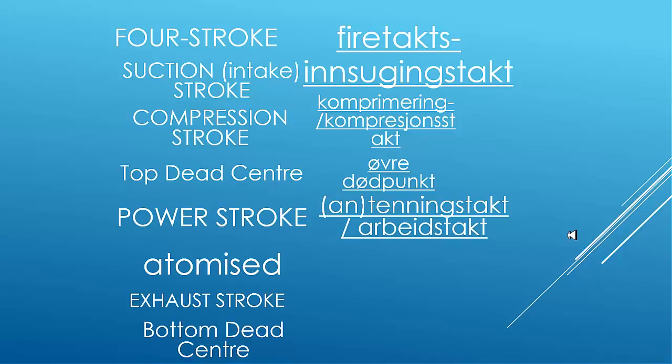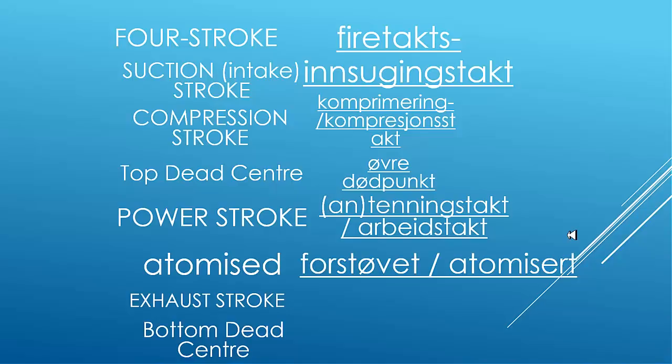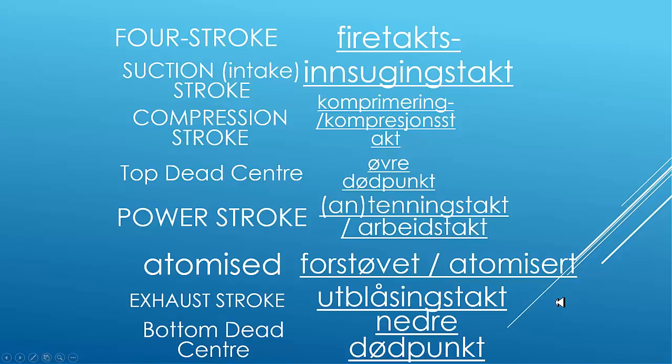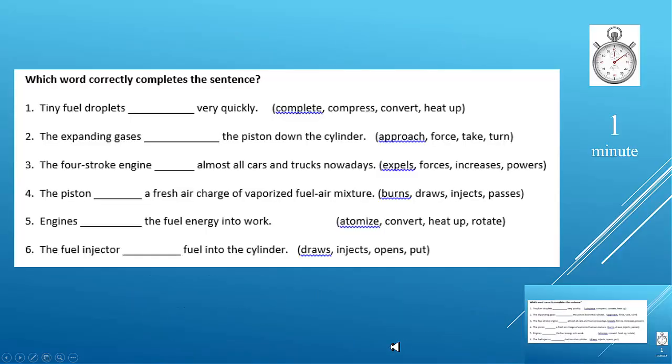Atomize, when we're breaking the fuel up into small little droplets, we call that forstøvet or atomisert. I guess you could say that as well. Exhaust stroke, what do you have for that one? Utblåsingstakt. And then bottom dead center, what do you have there? Nedre dødpunkt.